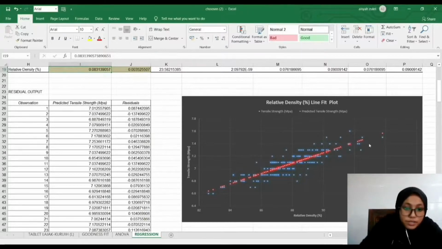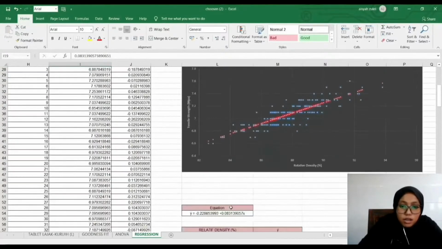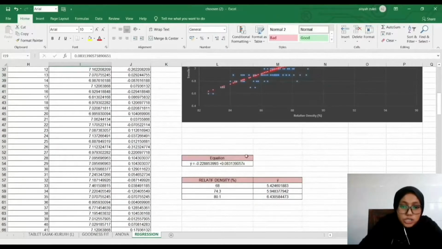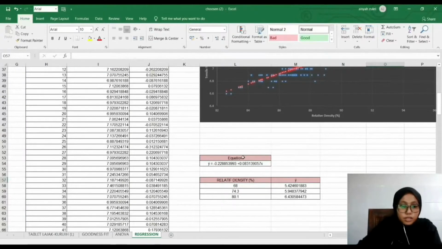The straight line refers to the fitted regression line in the data. So, we can obtain this equation. For the tablets that show a low relative density, which is 68%, 74.3%, 80.1%, this shows this value of tensile strength.